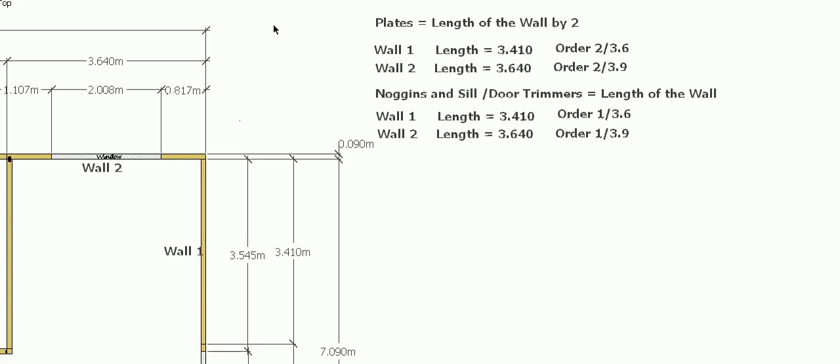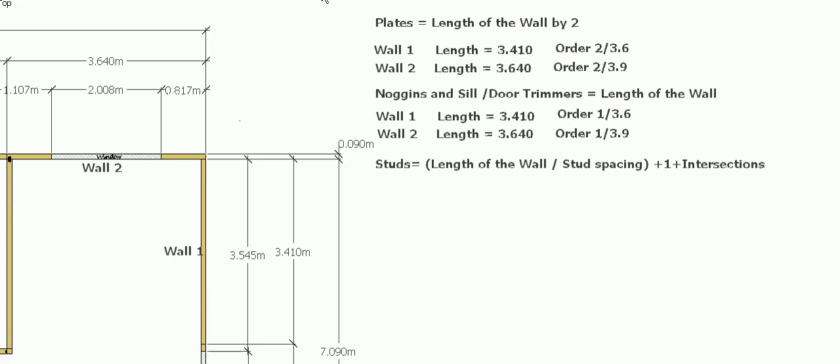All right, so there's our horizontal members, our plates and our noggins, and our sill and door trimmers. Now let's have a look at our studs. Okay, so for our studs, the formula is the length of the wall divided by our stud spacing, 600 or 450, plus 1, right? Because when we divide wall by stud spacing, we're actually working out the spaces in between. And then if the wall has any intersections or any walls butting into it, we need to allow another stud for each intersection because we have double studs wherever the walls intersect.